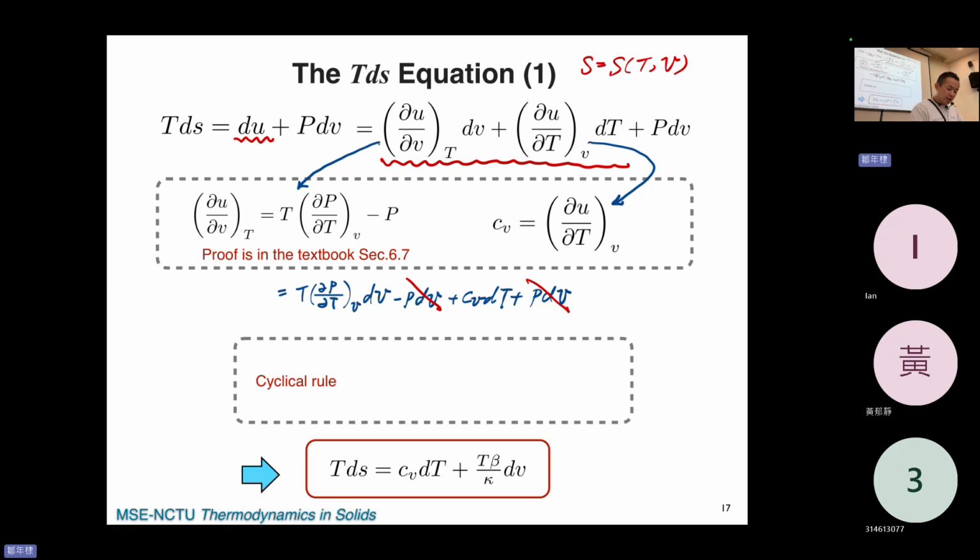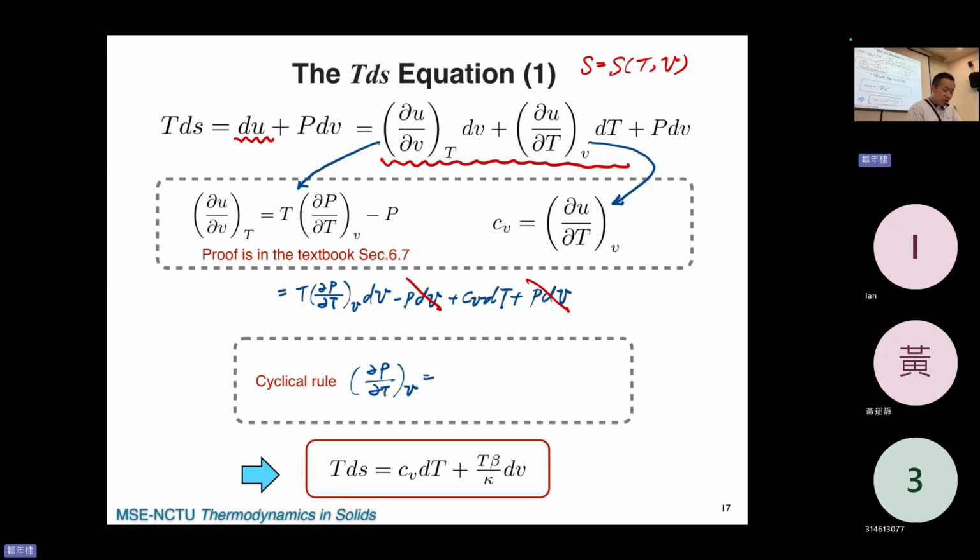And the good thing is, well, the difficult thing: partial P over partial T at constant V is difficult for us. So how can we make it easier, which is very similar to deciphering it into something we are familiar with, or measurable parameters?